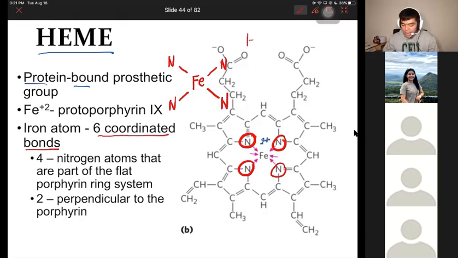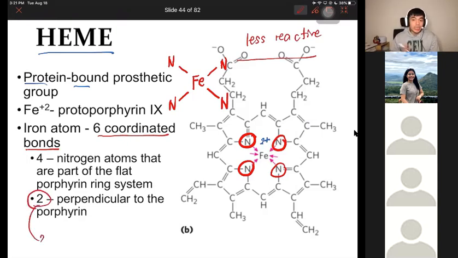So that would make the iron less reactive. Yun nga ang goal, di ba? Ikulong yung iron. So para hindi siya reactive, kailangan ng nitrogen 4. Now, what about the 2 remaining coordinated bonds?